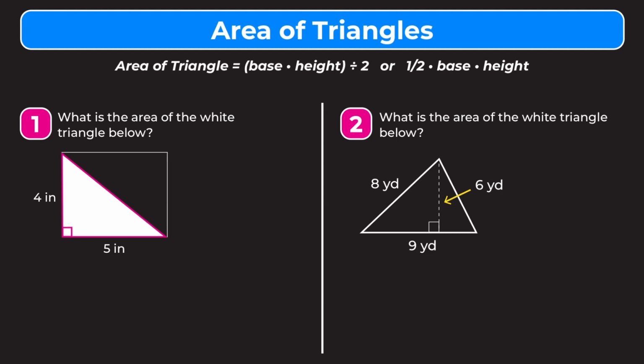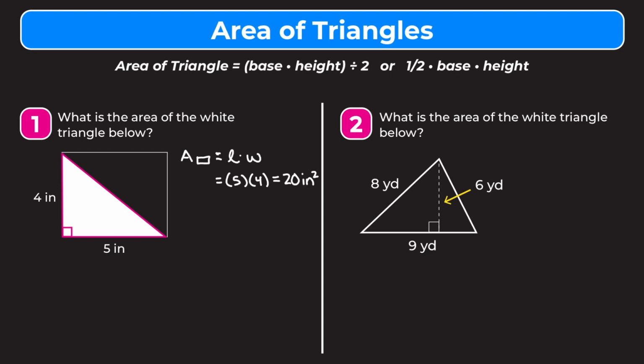If we look at example 1, it says, what is the area of the white triangle below? I put this white triangle inside of a rectangle because I want to show you where this formula comes from, visually. If we take a look at this rectangle, we know that it measures 4 inches by 5 inches. First I'm going to find the area of this rectangle. Remember, to find the area of a rectangle, we multiply the length times the width. In this case, our length is 5 inches and our width is 4 inches. If we multiply those together, we get 20, and our units are inches squared because we are finding area.